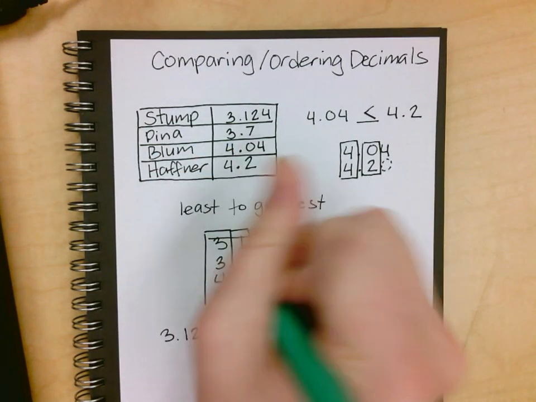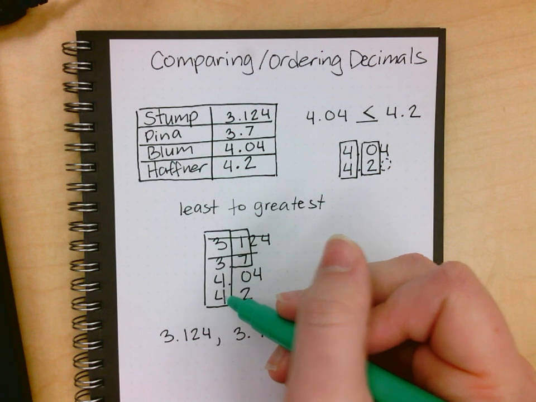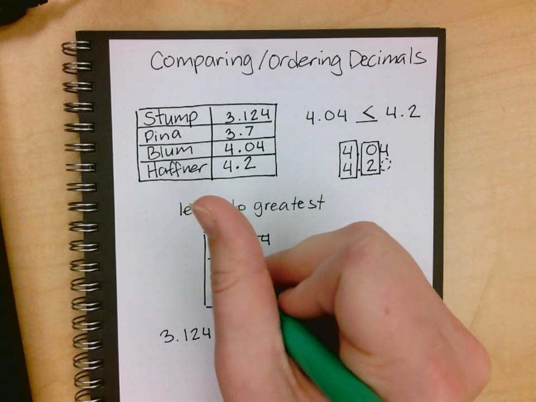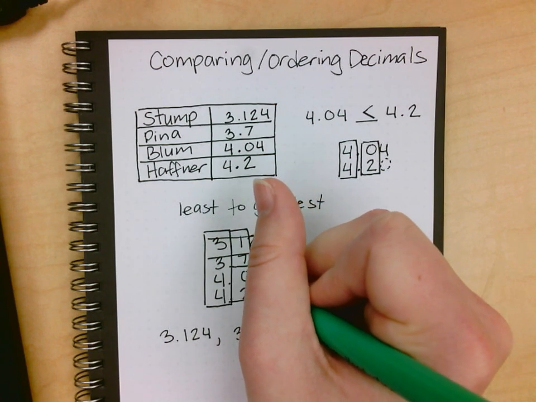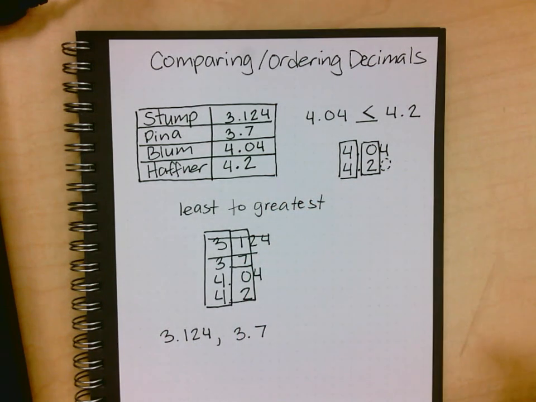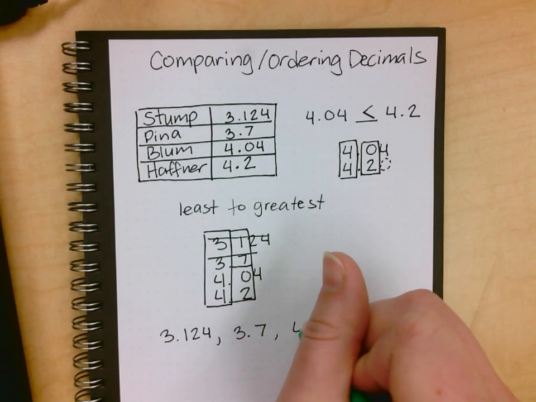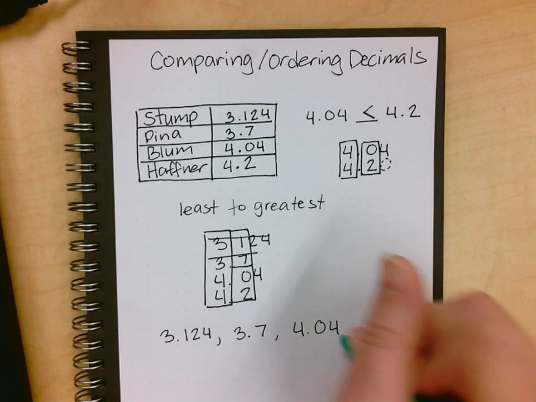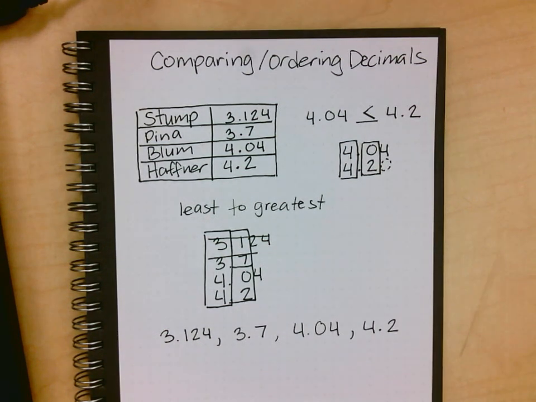So now I have used both of those numbers, and I can move on to the numbers that have 4 in the ones place. Now over here, I look and I see, oh, I've got 0 in the tenths place and 2 in the tenths place. So the smallest one is 4 and 4/100ths, which means my greatest number is 4 and 2/10ths.